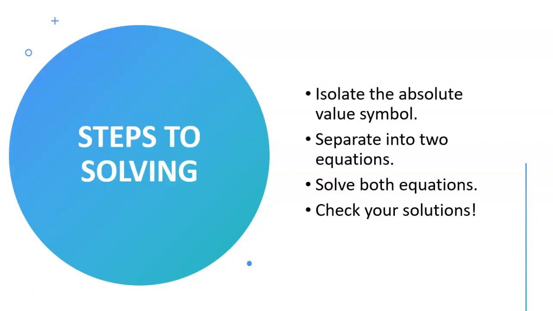sign using opposite operations. Once the absolute value symbol is isolated, then you can separate it into two equations using the definition of absolute value. Once you've separated it into two equations, you will solve both equations. When you do that, you will get two solutions. So at the end, you must go back, substitute your two solutions into your original equation so that you can check to make sure that they really are solutions and they make the equation true.